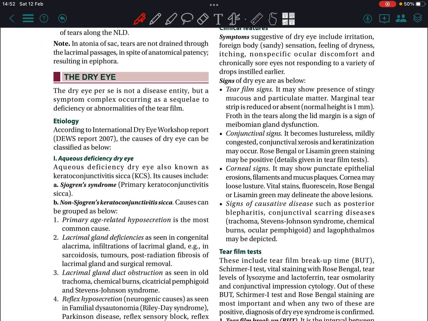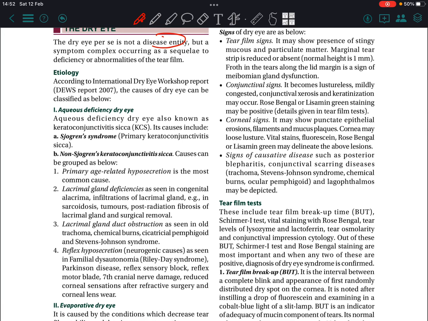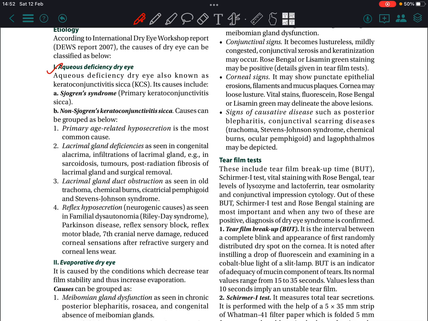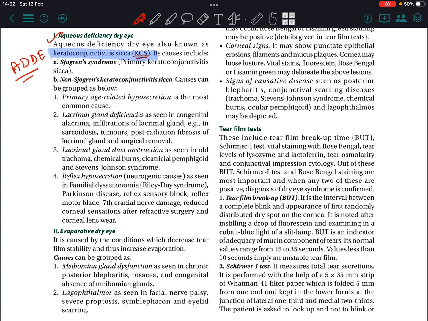Dry eye is not a disease entity but a symptom complex occurring as a sequel to deficiency or abnormality of tear film. Etiology: aqueous deficiency dry eye, known as keratoconjunctivitis sicca. Aqueous deficiency dry eye includes Sjogren syndrome, primary keratoconjunctivitis sicca, and non-Sjogren syndrome sicca. It may be grouped as primary age-related hyposecretion, which is the most common cause.